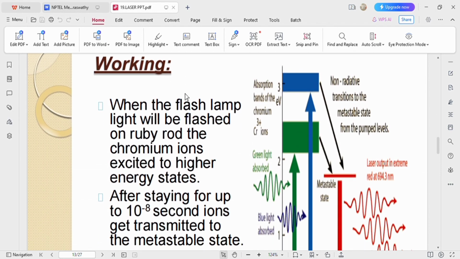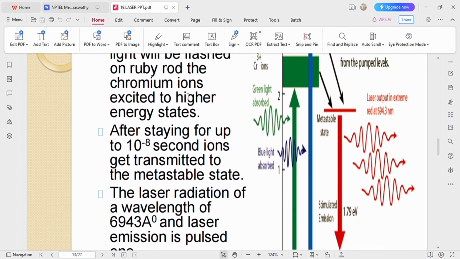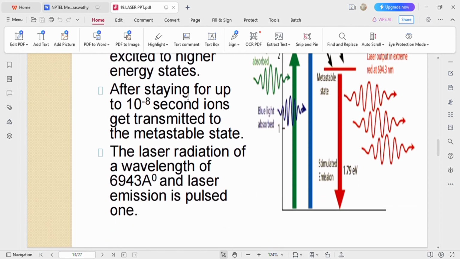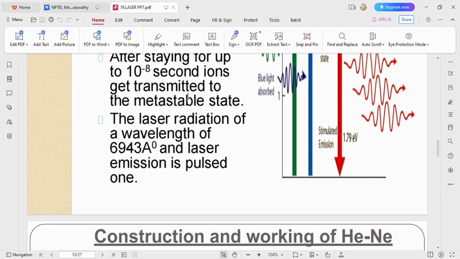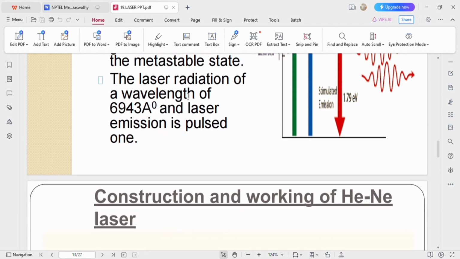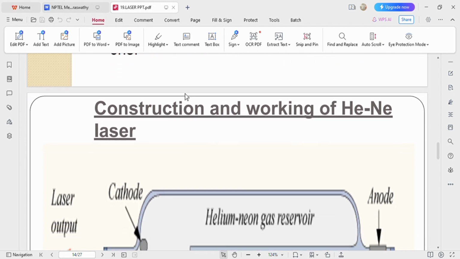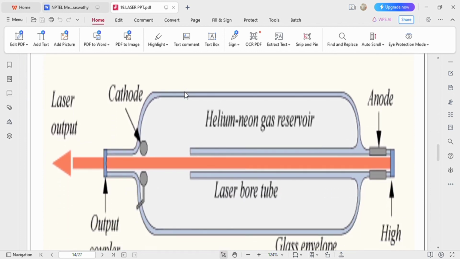When the flash lamp light is flashed on the ruby rod, the chromium ions are excited to a higher energy state. After staying for up to 10 power minus 8 seconds, the ions are transmitted to the metastable state. The laser radiation has a wavelength of 6943 angstroms. That is how it works and how the construction is made.